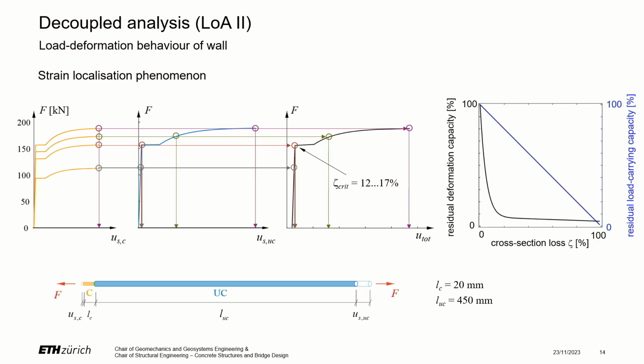So if we draw this as a diagram of the residual deformation capacity in black and the residual load carrying capacity in blue versus the cross-section loss, we see that actually the load carrying capacity is linearly decreasing, whereas the deformation capacity decreases much faster. And we see also that this critical cross-section loss, where we actually lose the plastic deformation capacity, is reached for really low cross-section losses. For European steels, this would be at between 12 and 17%. And we remember this 37%, which were found in this pilot study as a mean cross-section loss of our retaining walls.